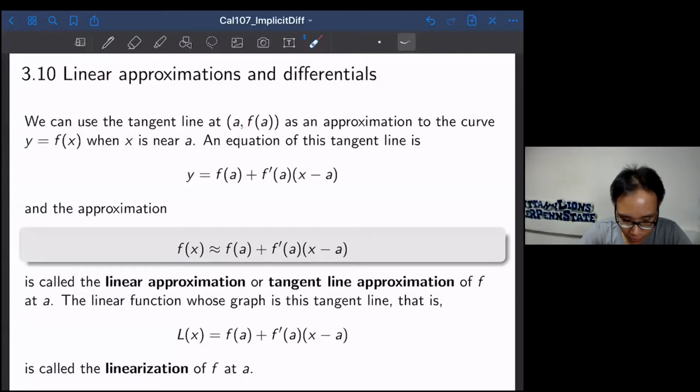So we have the tangent line at a, f of a. You'll be able to find the slope. It's going to be your f prime of a. So this one will give you the slope, right? You have the slope of this tangent line and you use point-slope form. So this will be the equation of the tangent line. And you're going to use this tangent line in order to give an approximation for the function.